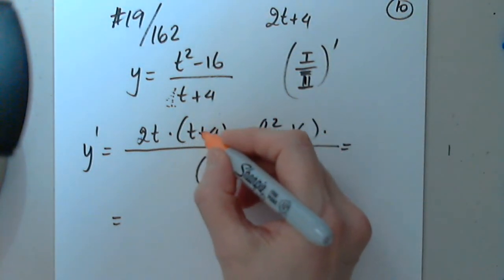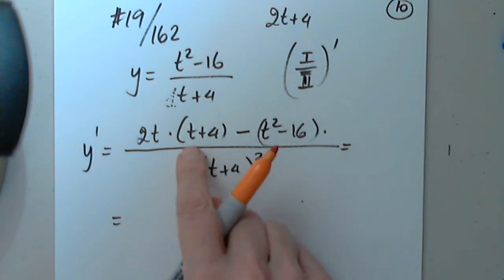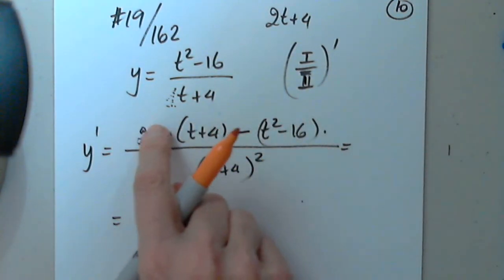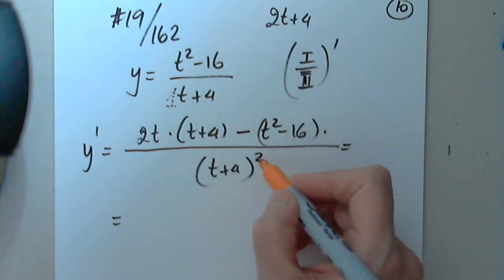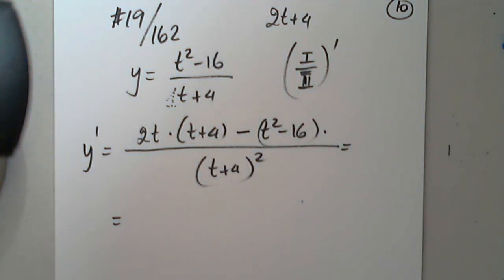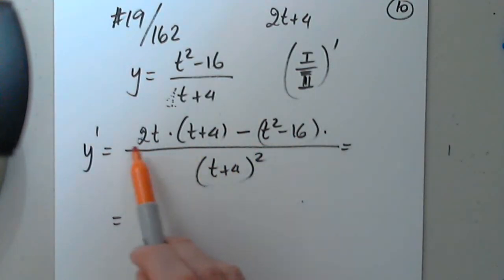I've seen students do this. You cannot. T plus 4 is not a factor. It's not a common factor at the top. Do not make that error. You cannot simplify it, because it's not a common factor at the top.